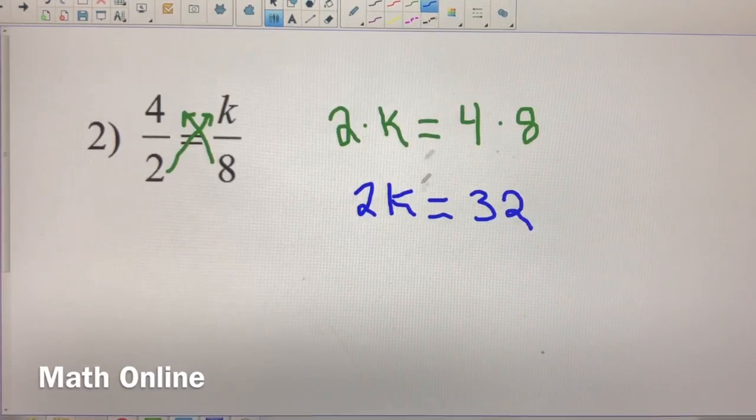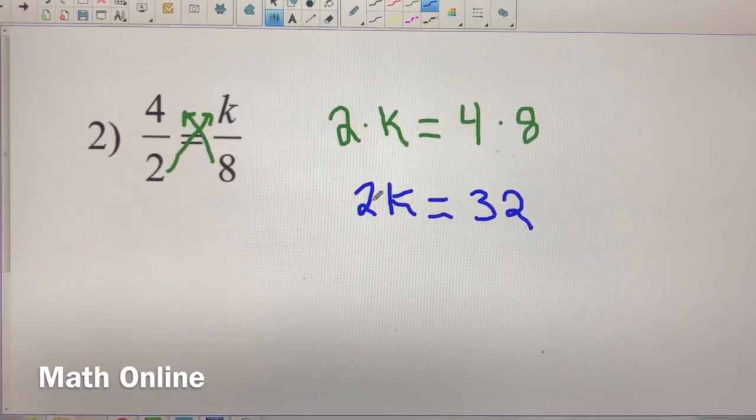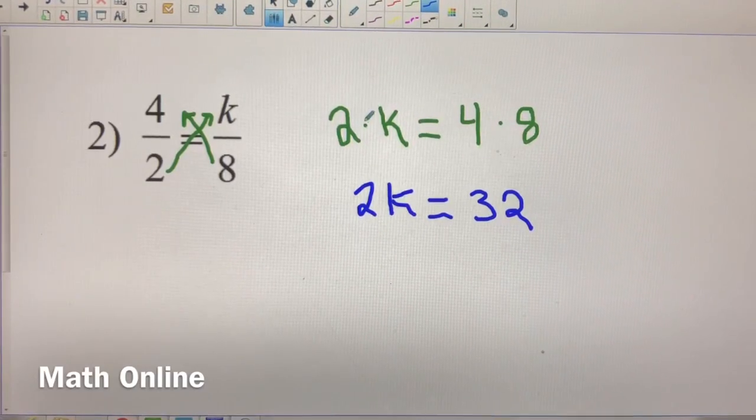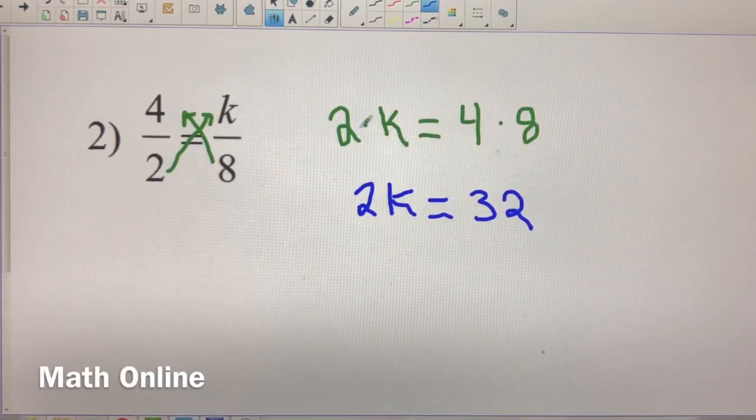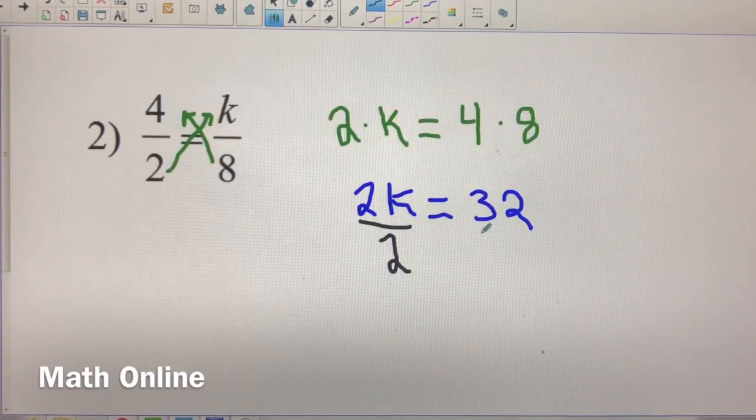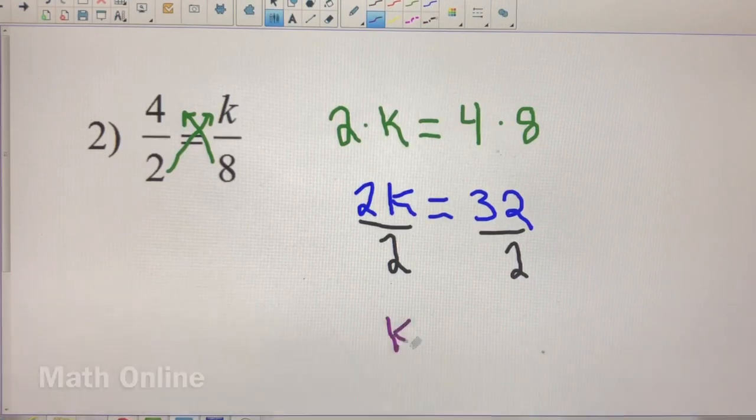Now remember, we have to do the opposite of the operation here in order to isolate the variable. So in other words, our operation that we use here was multiplication. So the opposite of multiplication would be division. So therefore, in order to isolate k, we need to divide by 2 on both sides of the equation, and then we will simplify our equation.